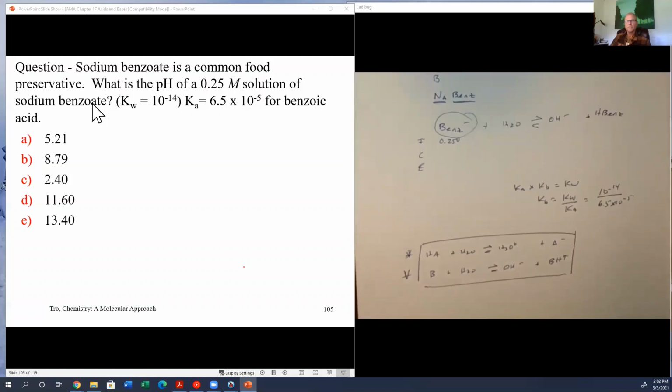This is awesome, by the way. A lot of you are getting this correct. This is not an easy problem, but a lot of you are getting it correct. So good job.